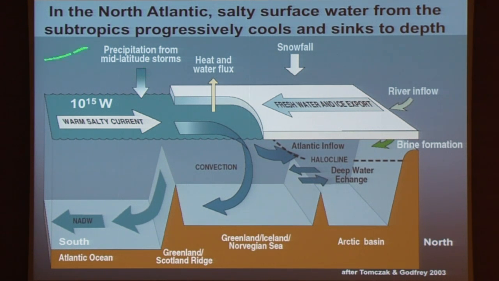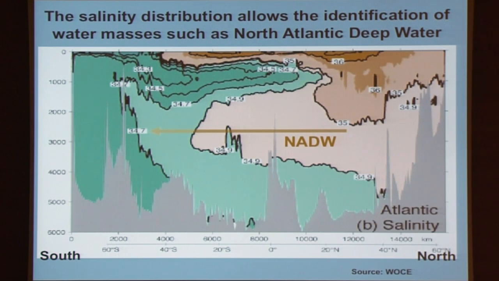In fact, with changes of the heat transport, we can expect also much changes in the atmosphere. It's possible, in fact, to follow this deep transport, especially in the North Atlantic, by looking at oceanographic properties, such as classically the salinity distribution.